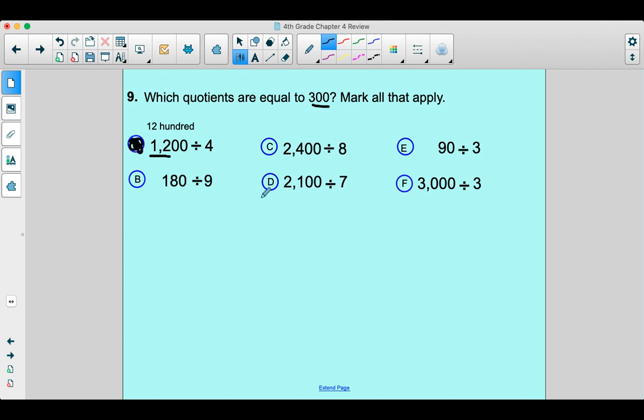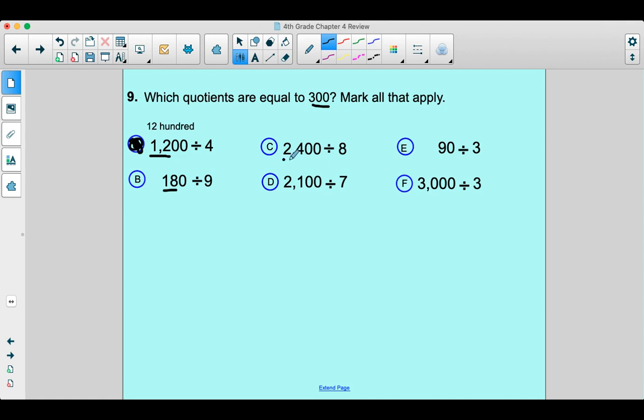All right. Basic fact time over here. 18 divided by 9 is 2. So 180 divided by 9 is 2, in this case, tens, which is the same as 20. So B is not going to work out for us this time. Okay, on to the next.